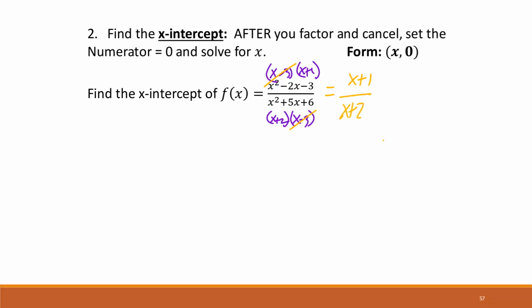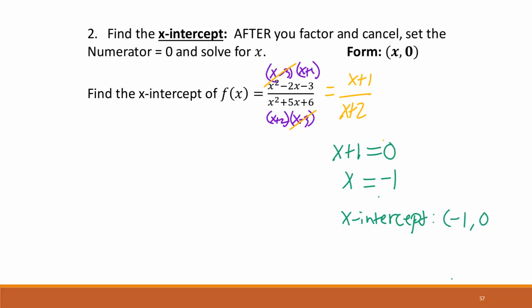over x plus 2. Now that we have that, we want to set the numerator of our factored form equal to 0. So we're going to say, okay, x plus 1 equals 0, and we're going to solve. So x equals negative 1. So our x-intercept is the point negative 1, 0.